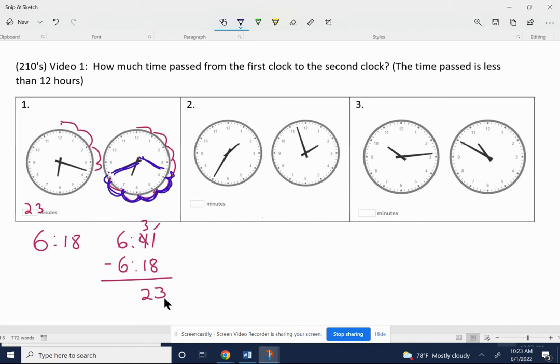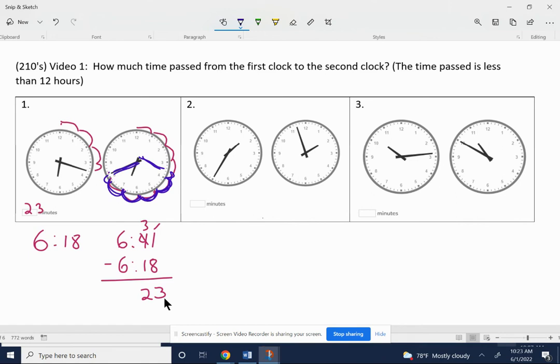I didn't know if that would help some of you look at that in a different way. Just think about the 2 minute hands and try to count in between the 2 minute hands instead. You guys try 2 and 3. Try problem 2 and 3 before you check over what I write on the screen. Pause the video, try 2 and 3, and then check them.